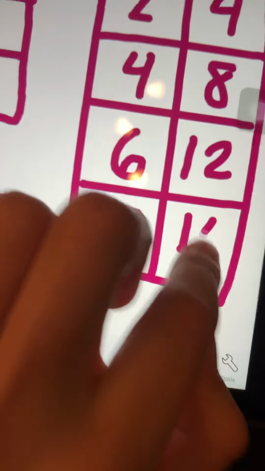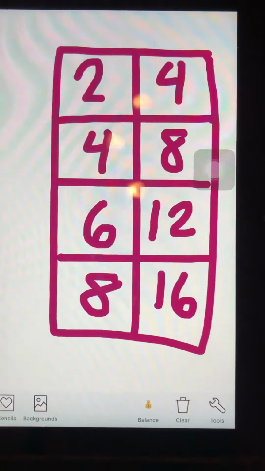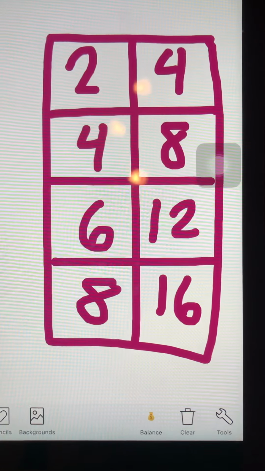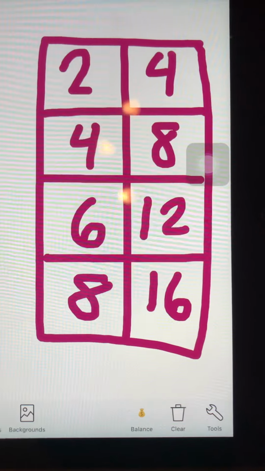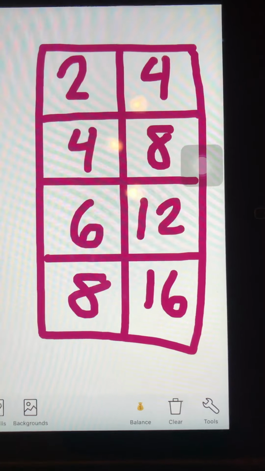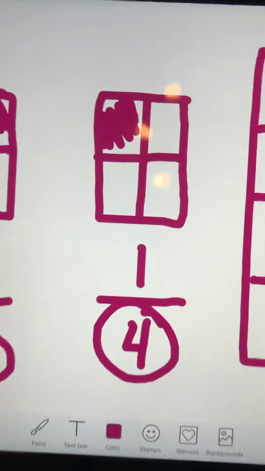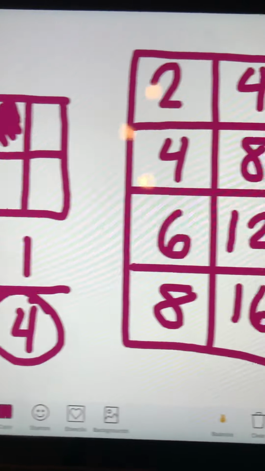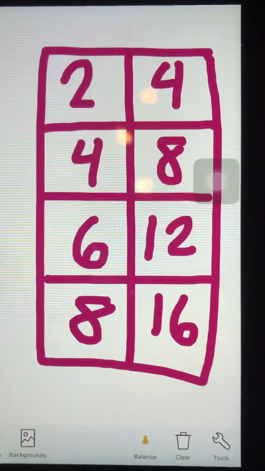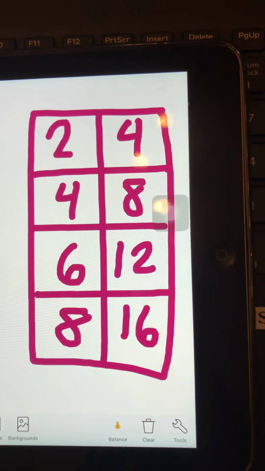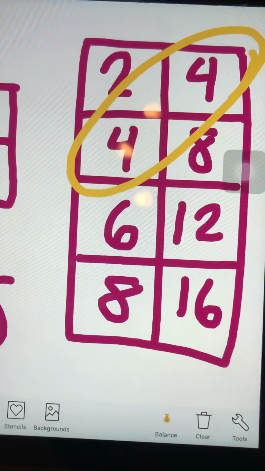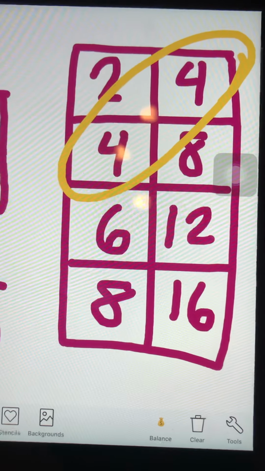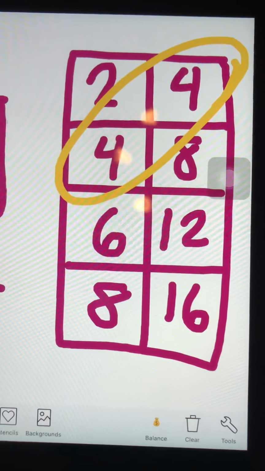All right, let's do the 4s: 4, 8, 12, 16. What is the smallest, the least common denominator that I could use? The smallest number of cuts into these squares that these both have in common. That would be the 4s. They both have a common multiple of 4.